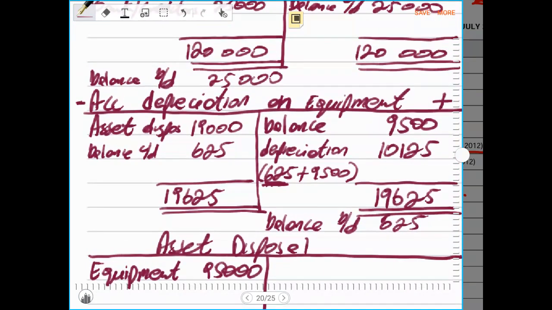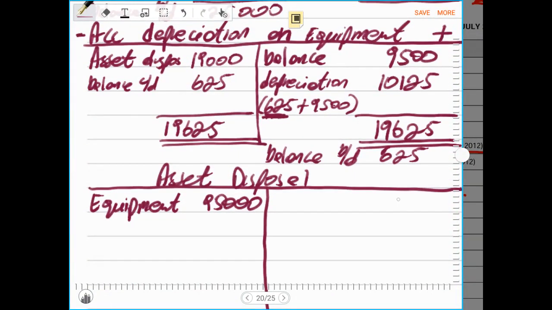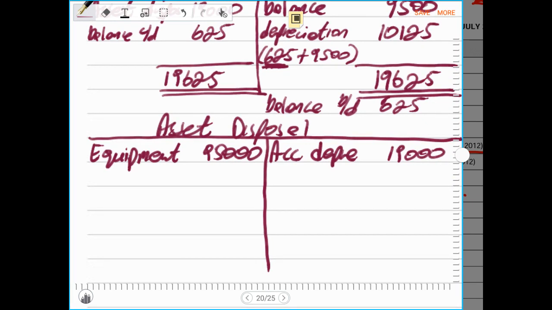Then under the accumulated depreciation for equipment, we have debited this ledger account by 95,000 rands, and the contra entry is asset disposal, where we were removing the total accumulated depreciation for the old disposed equipment. Therefore, if that is debited in the accumulated depreciation, it must be credited in the asset disposal ledger account, and the contra entry will be accumulated depreciation on equipment. Just because of space, I'll just write accumulated dep.